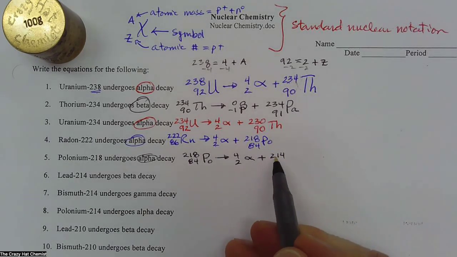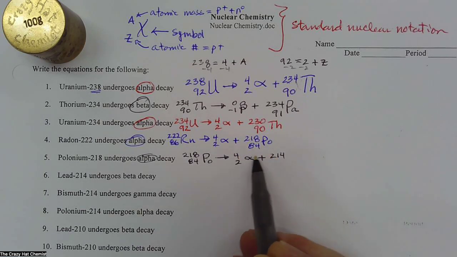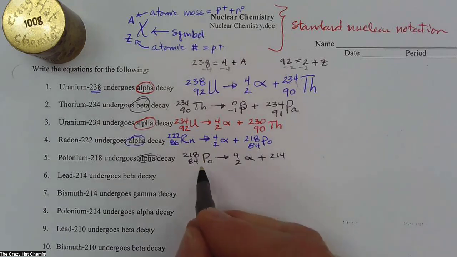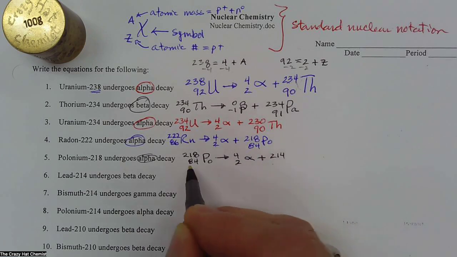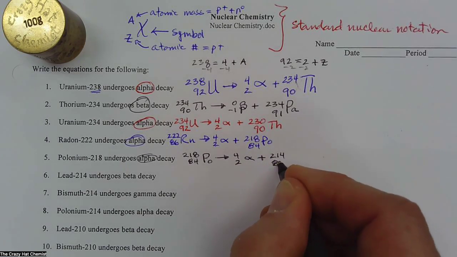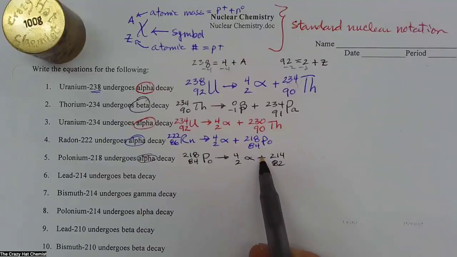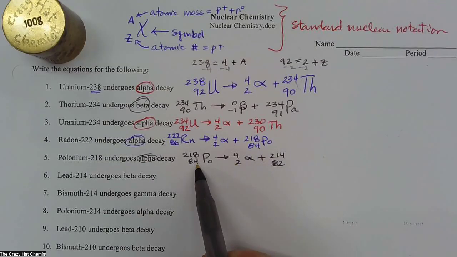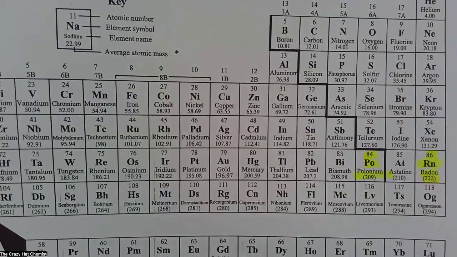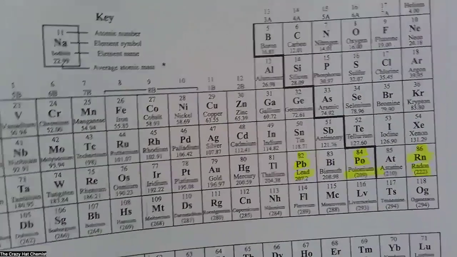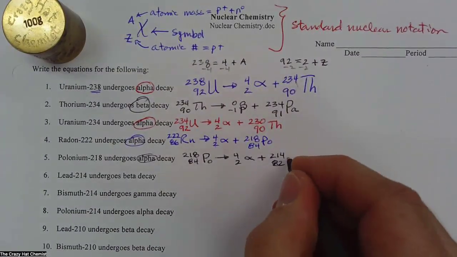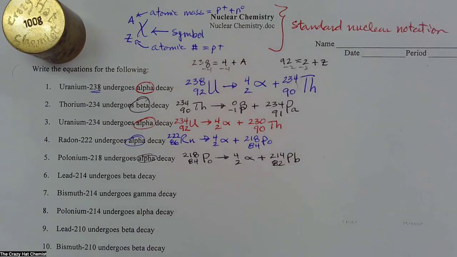That will give me 214. Again, you should be checking your work. So it's really 214 plus 4. Does that equal 218? Yes, it does. Okay. 84 is equal to 2 plus z, and I'm going to subtract 2 on both sides. I'm going to get 82. And again, you should be checking your work. That's 82 plus 2. Does that equal 84? Most certainly it does. I'm going to look up 82 on our periodic table, and that is PB, that is for lead. Okay, so it's element number 82, and it is PB, that's for lead.